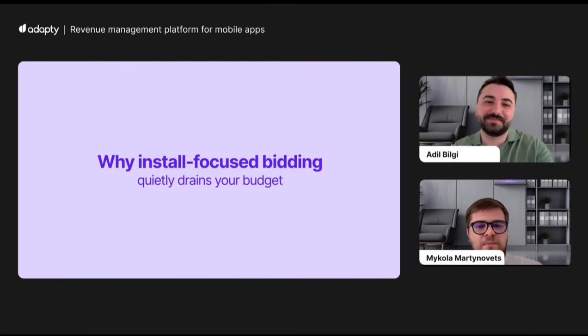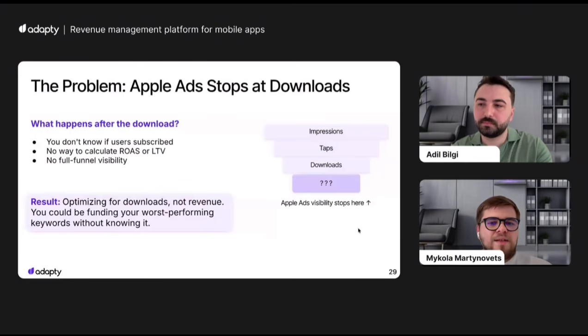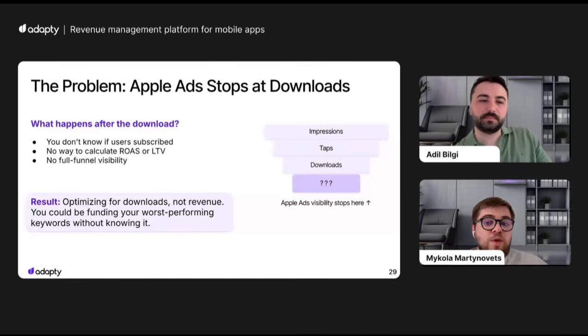Apple Ads gives you impression data, tap data, downloads data, and after this, it full stops. What happens after the download is completely invisible to us. Did they start a trial? Did they convert to paid? Or did the user churn after maybe two days? We have no idea.